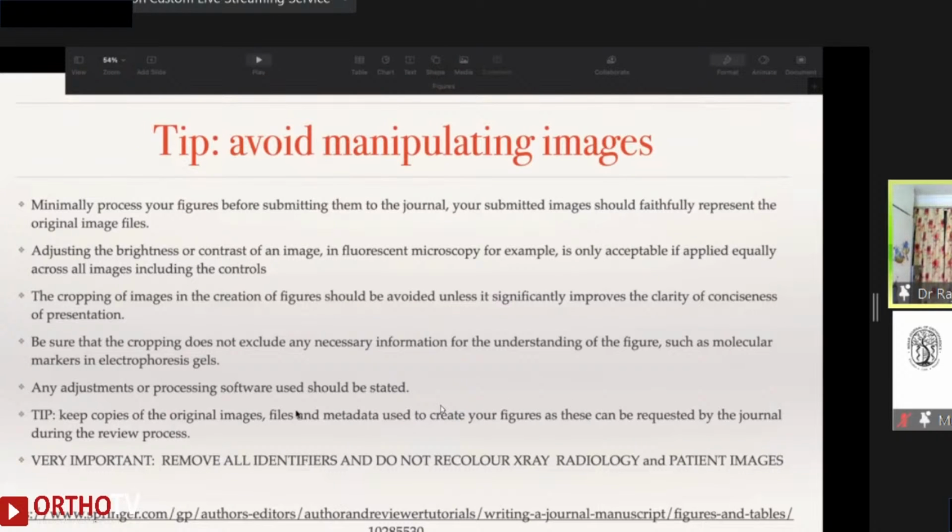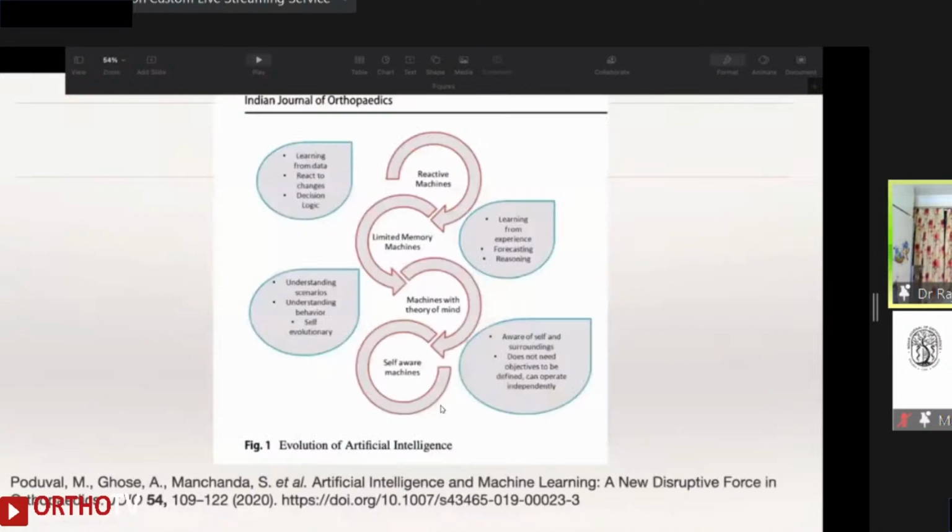Don't recolor images. Don't change the orientation of the images in such a way that they become undecipherable. Right to left, left to right. Keep the orientation right, the way that we normally do in clinical practice. Remove patient identifiers, please. In all clinical data, in all X-ray images, CT images, there should be no patient identifiers. This is something that a lot of us just completely forget to do.